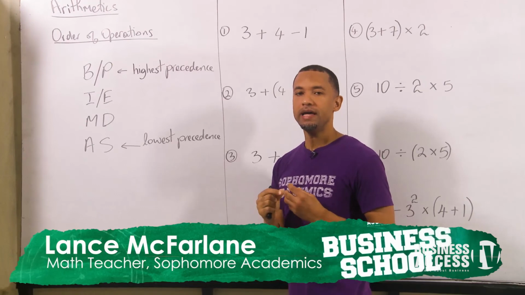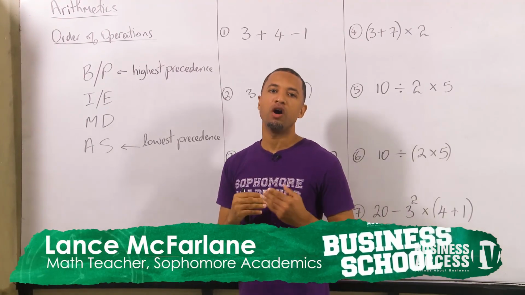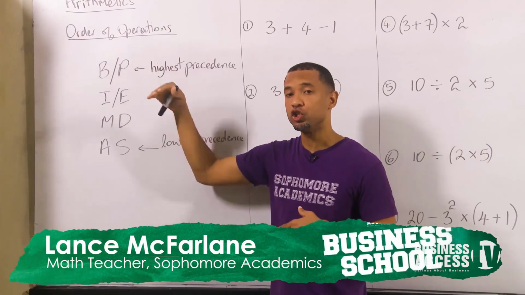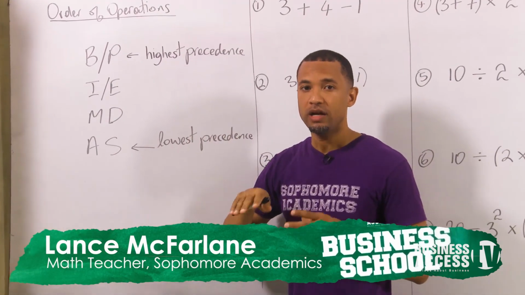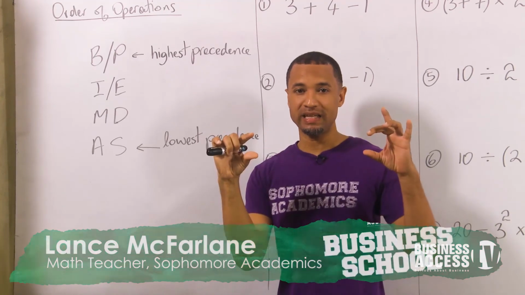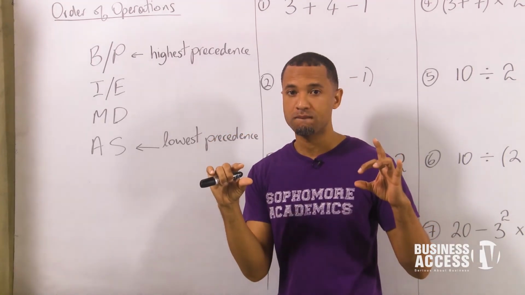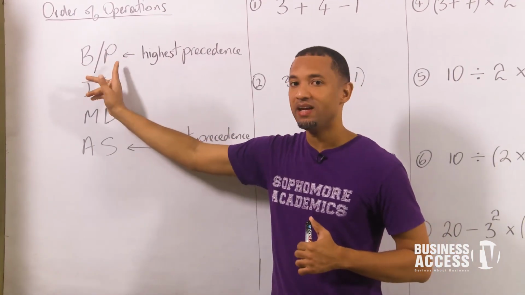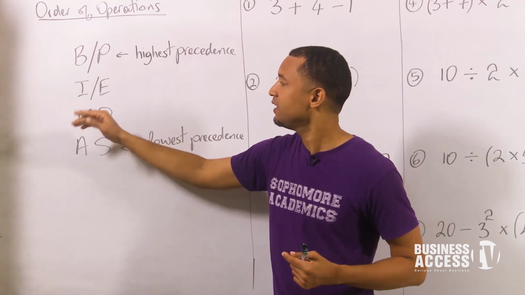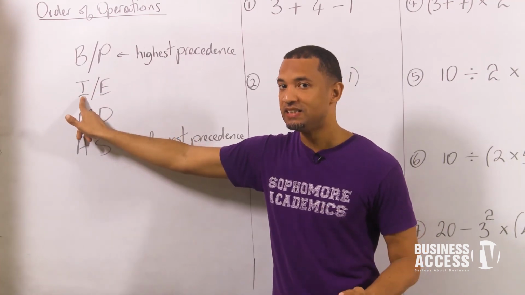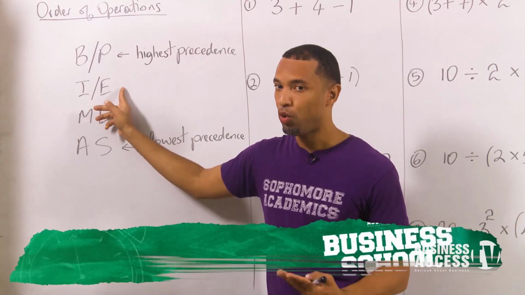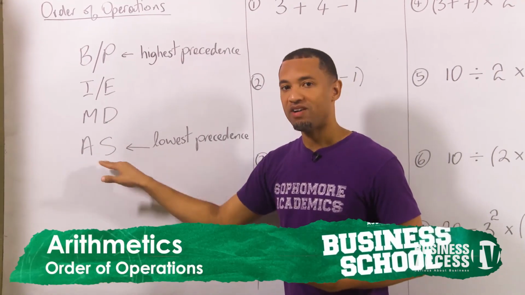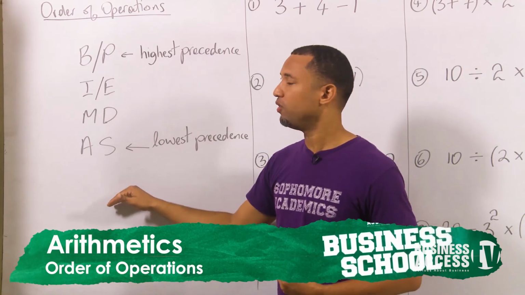We are looking at the order of operations. As you know, in math we have a number of operations, and we're looking at the order in which you should do those operations if you see them in the same line of expression. At the very top, we have brackets, also known as parentheses, and below that we have indices, also known as exponents. We have multiplication and division on a level below that, and addition and subtraction on a level below that.